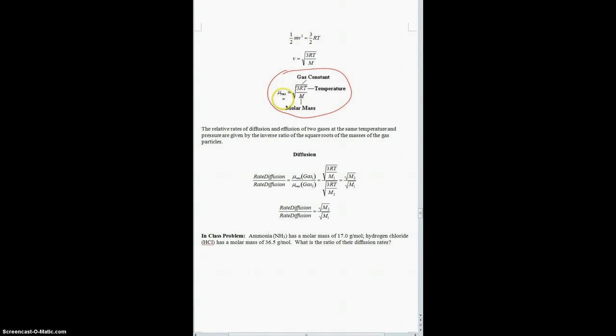This equation really doesn't come up all that much, but if it did, you would know what the variables represented. And what this means is the root mean square velocity. It's more relevant when we get down here to talking about the relative rates of diffusion and effusion for particular gases. So don't worry too much about this particular equation. It really should not come up very much, if at all.